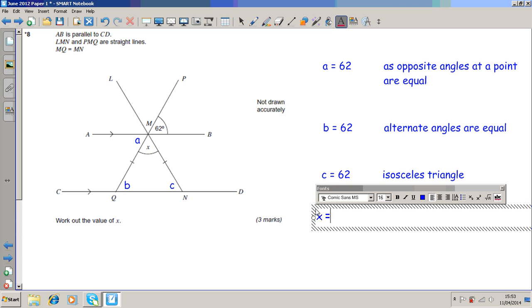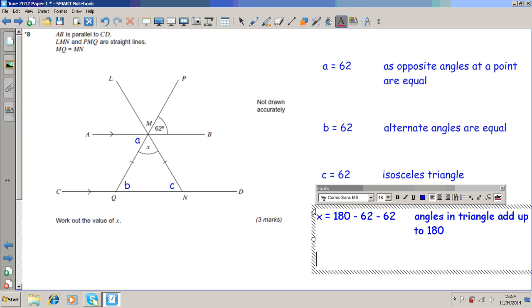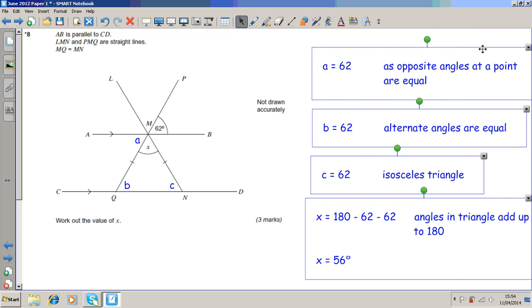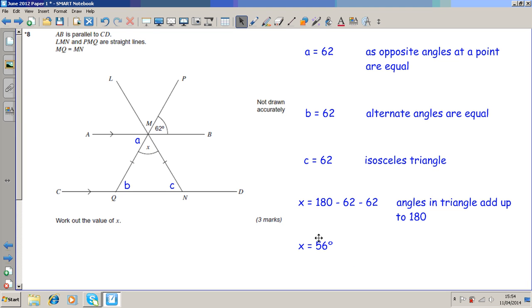So finally, to get to x is 180 minus 62 minus 62. Angles in a triangle add up to 180. So x is going to be 62 plus 62 is 124. Take that off, you're going to get 56 degrees. And that is your answer. Alright, now 3 marks, so you've probably gone over the top with the working out on that one. But as soon as I see that style there, I'm thinking I'm going to go overboard with my working out. I'm going to say every single reason for every step that I've done.